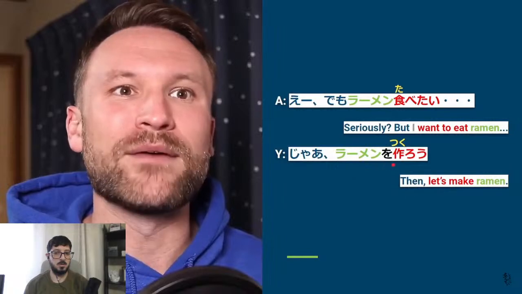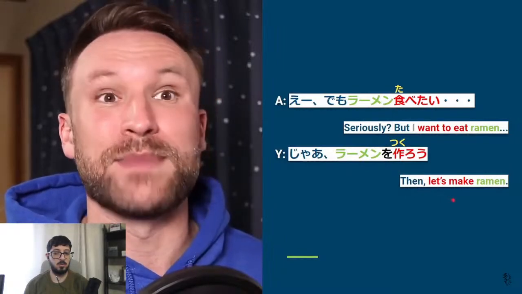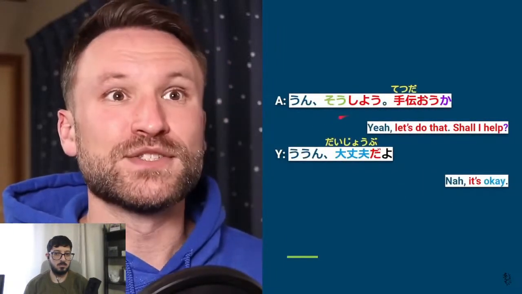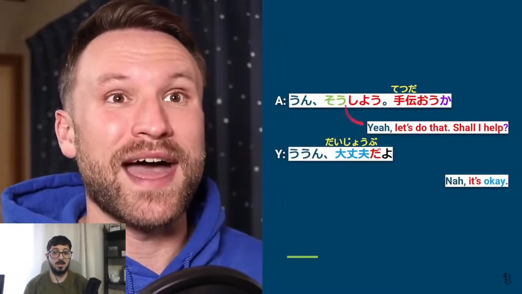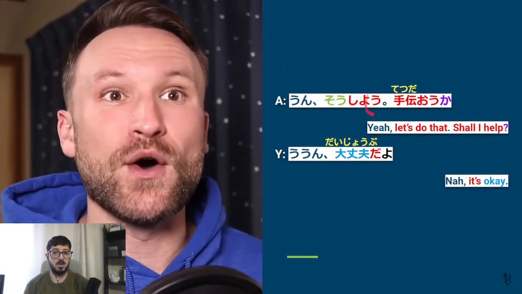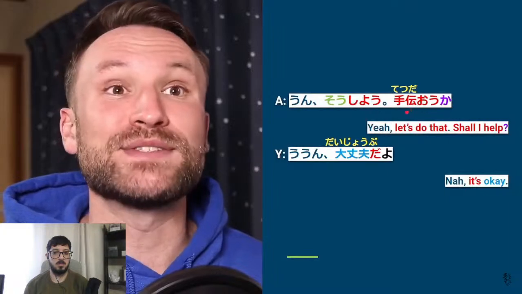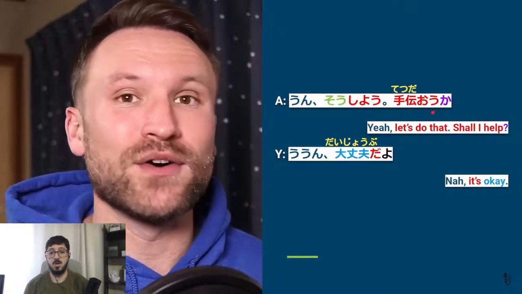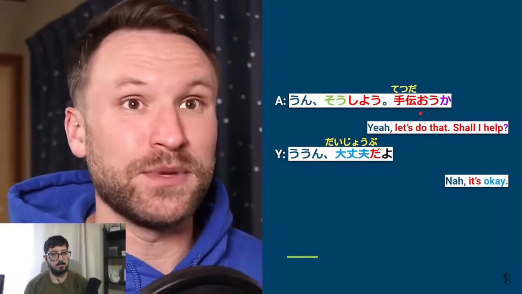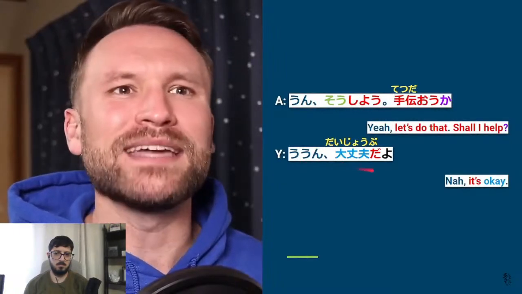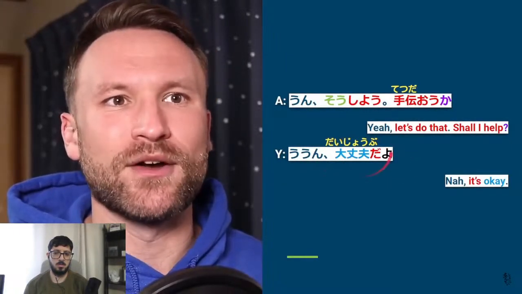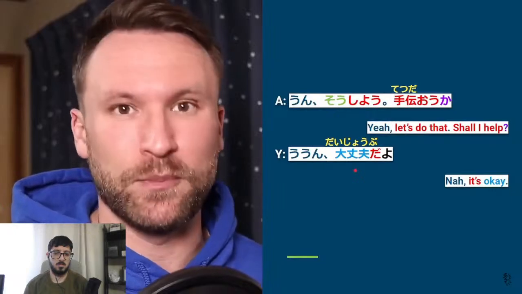Ja, ramen wo tsukuro. Let's make ramen. So shiyo. Let's do that. 手伝おうか. 手伝おう is to help. So, shall I help you? 手伝おうか? 大丈夫だよ. This 大丈夫だよ means it's okay. You don't have to help is what that implies.